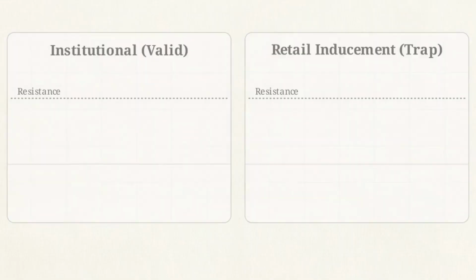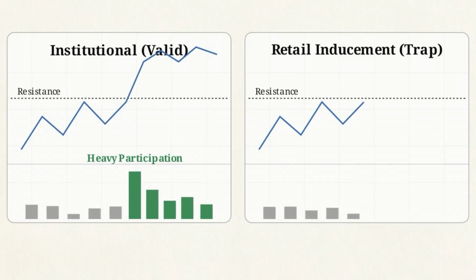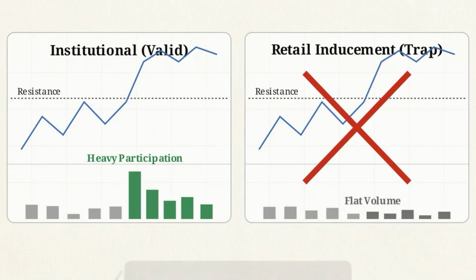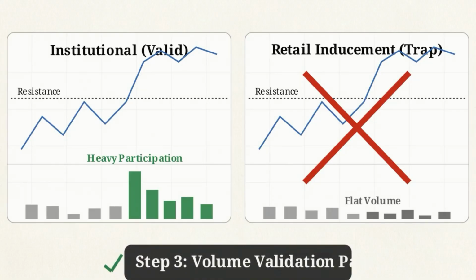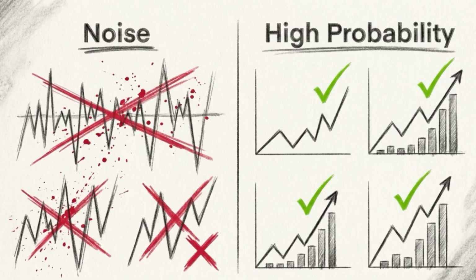This split screen shows the difference. On the left, a breakout accompanied by a massive volume bar proves heavy institutional participation. On the right, an identical breakout has flat volume. This lack of interest increases the likelihood the move will fail. Price movement without volume lacks the necessary conviction to sustain a trend. Using volume as a secondary confirmation helps isolate high-probability setups from low-conviction noise.